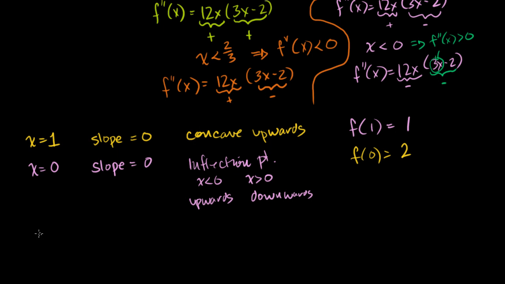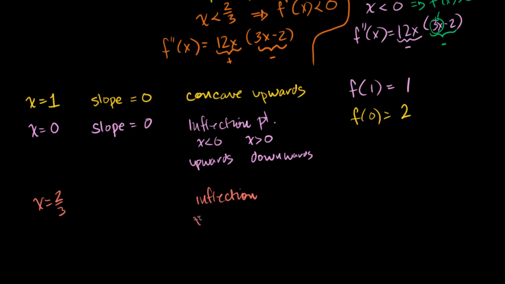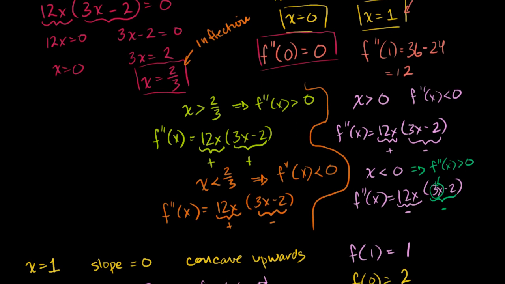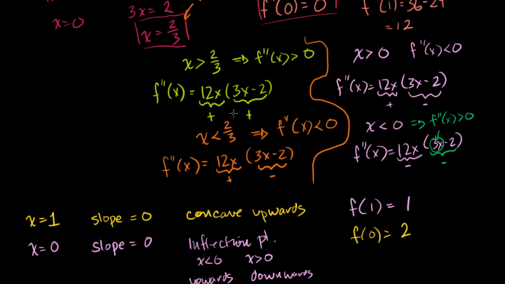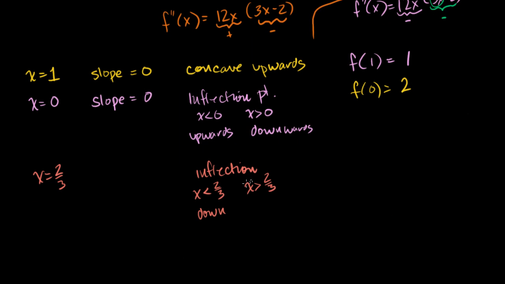We had the point x is equal to 2/3. We figured out that this was an inflection point. The slope definitely isn't 0 there because it wasn't one of the critical points. We know that when x is less than 2/3, we are concave downwards. And when x is greater than 2/3, right up here, we were concave upwards. The second derivative was positive.